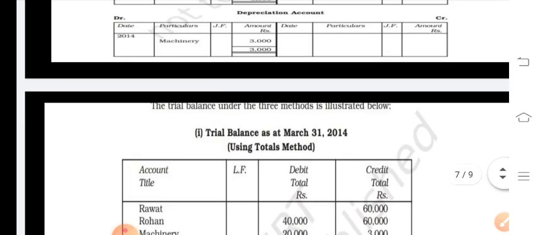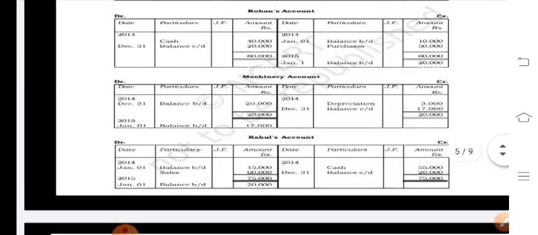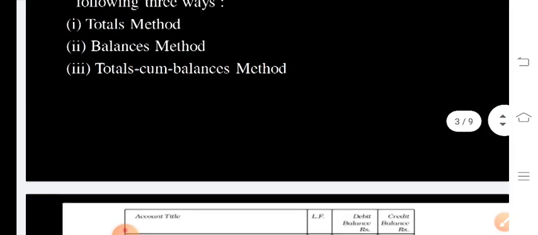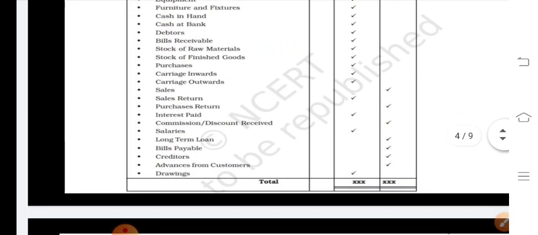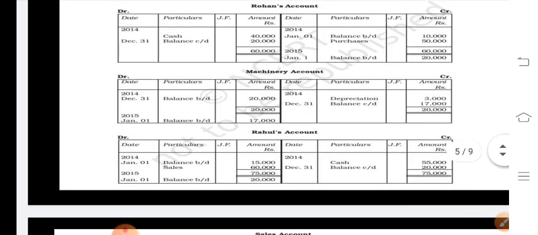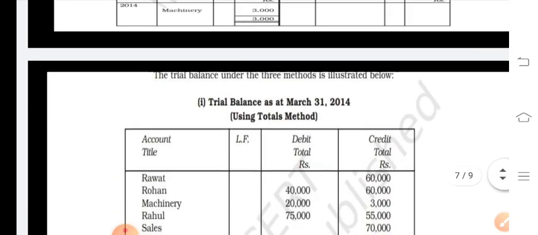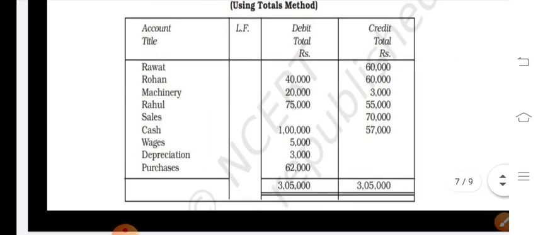I guess there is no purchases given. There is no purchases given. So let's consider we do not have a ledger. I'll send it to you. Purchases 62,000 was having debit balance and credit nil.